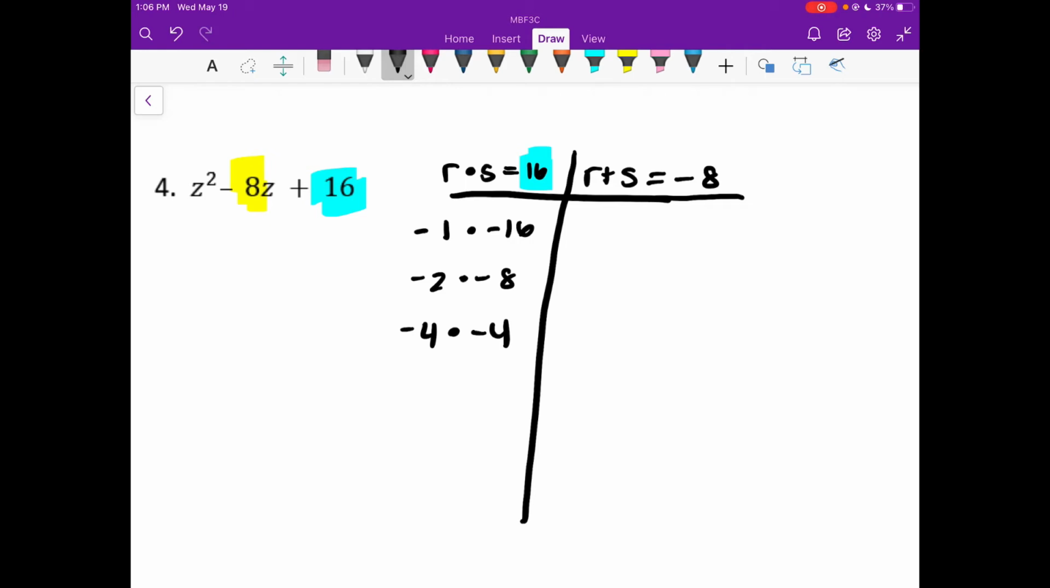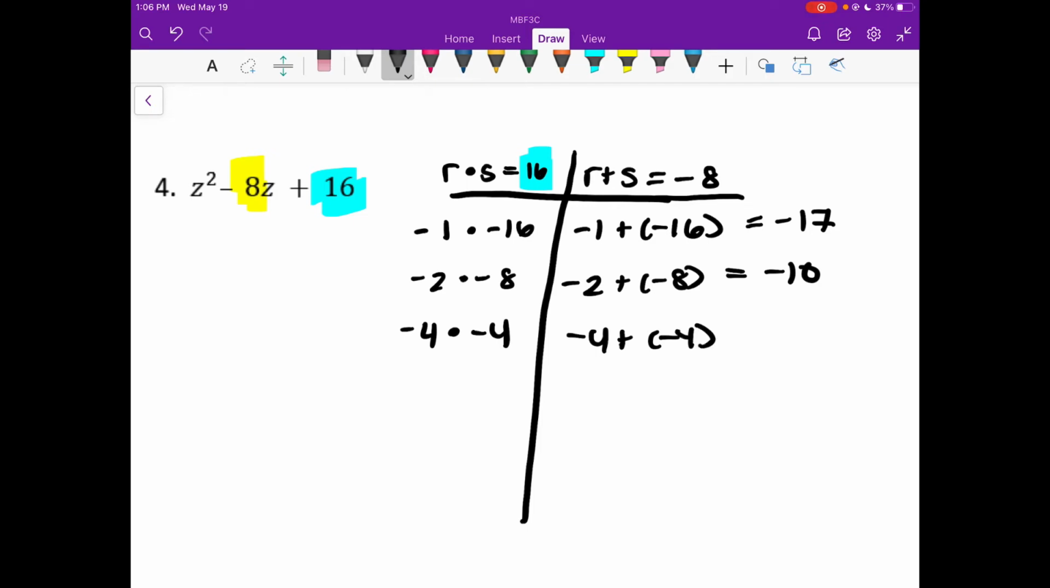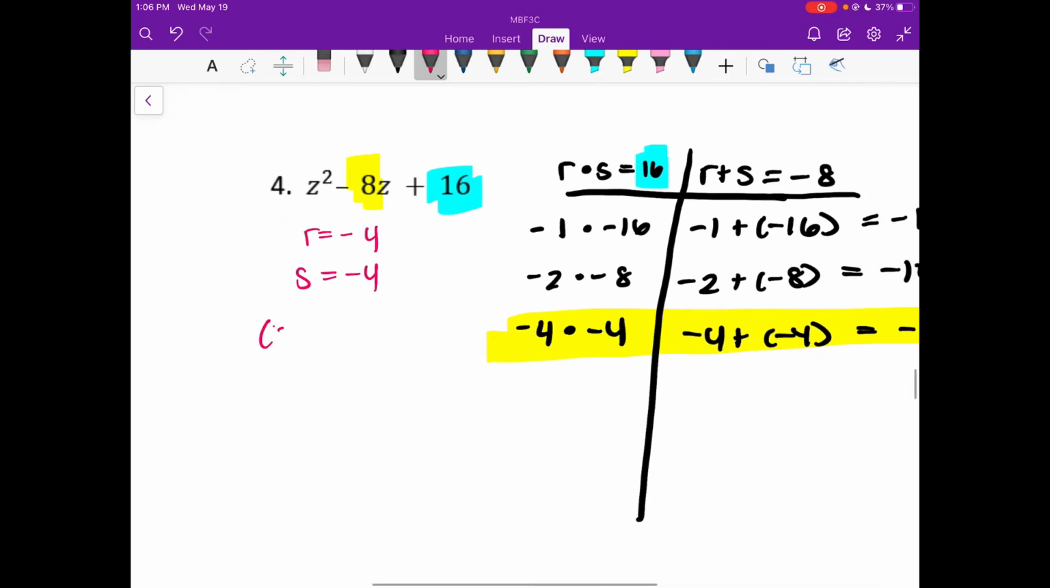Then let's do the math. -1 plus -16 is going to be -17. -2 plus -8 is going to be -10. And then -4 plus -4 is going to be -8. You do not need to show me all of these steps. If you figured out right off the bat that this was -4 and -4, you could have just done that. So my r is -4, my s is -4, and my answer is going to be x minus 4, x minus 4.